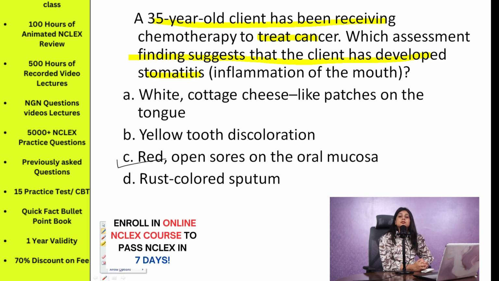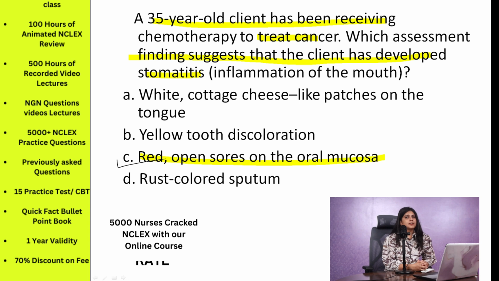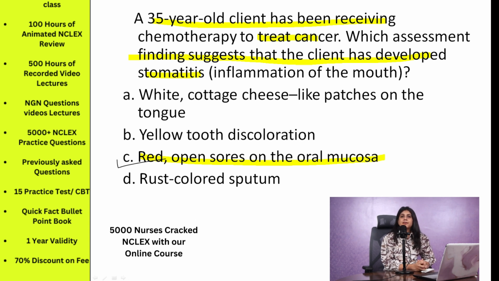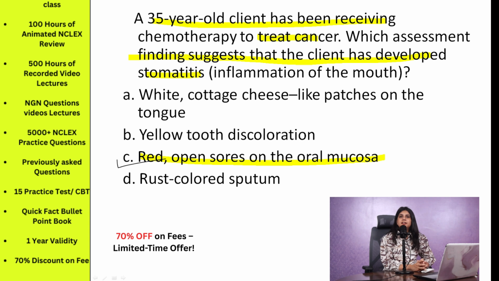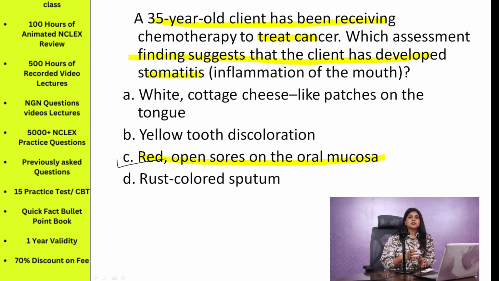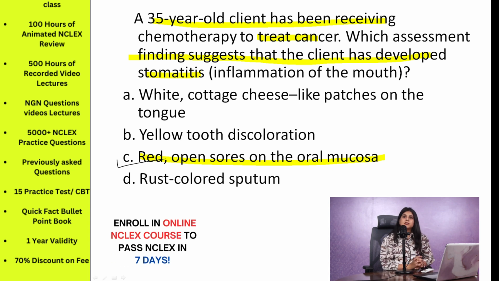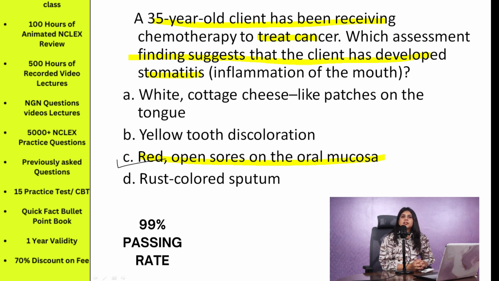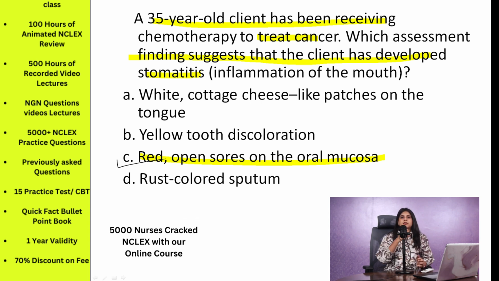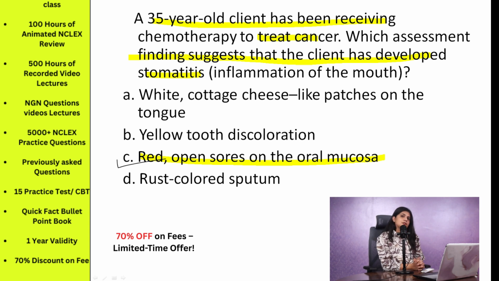Red, open sores on the oral mucosa. Let us see the rationale. The tissue-destructive effects of chemotherapy can cause stomatitis, leading to red, open sores on the oral mucosa. White, cottage cheese-like patches suggest a fungal infection, candidiasis, which is also a potential side effect of chemotherapy, but not stomatitis. Yellow tooth discoloration is more likely due to antibiotic therapy. Rust-colored sputum is indicative of respiratory conditions like pneumonia, not stomatitis. Ready for the next one?